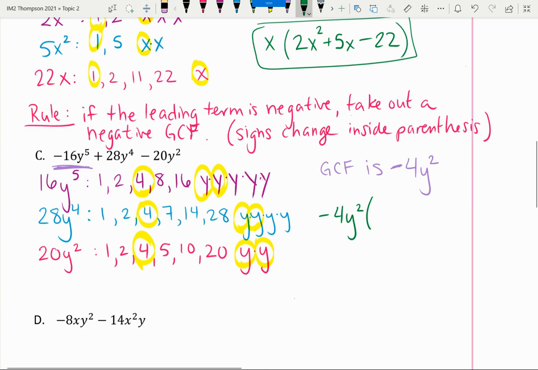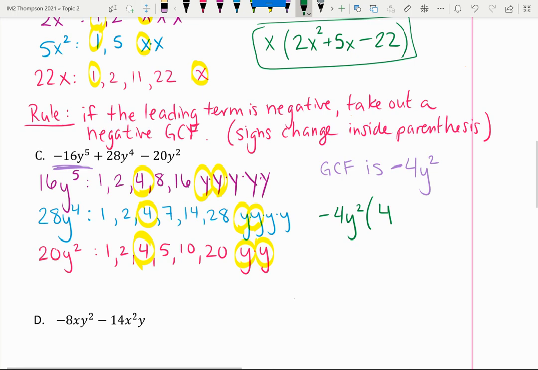So I divide, right? I've got the GCF. That's half the battle. The rest is dividing. Negative 16 divided by negative 4. Dividing is the opposite of multiplying, anti-multiply. I did the same thing on the problem before. It's the same thing. Negative 4 times 4 is negative 16.